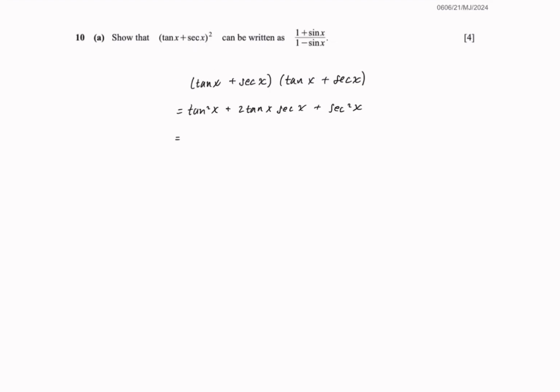Okay, so for this question, you have to show that this part is equal to this part. And what I did is that I expanded tan x plus secant x, and then now I'm going to change the secant square x into 1 plus tan square x using the identity. So this will give us 2 tan square x plus 2 tan x secant x plus 1.